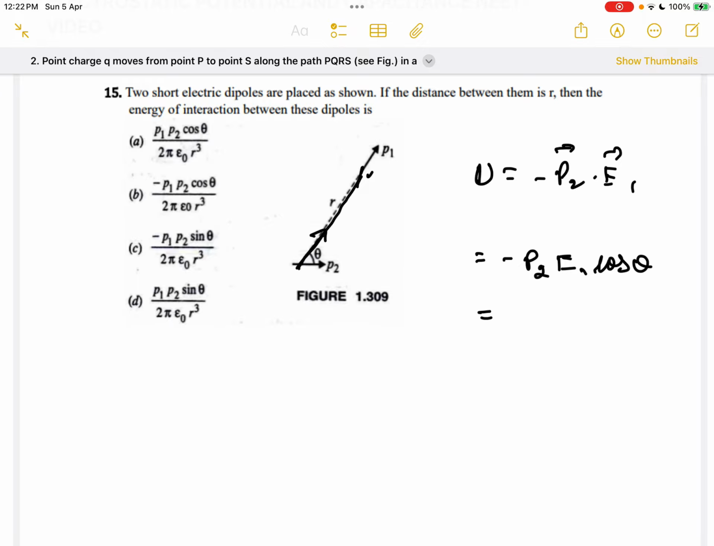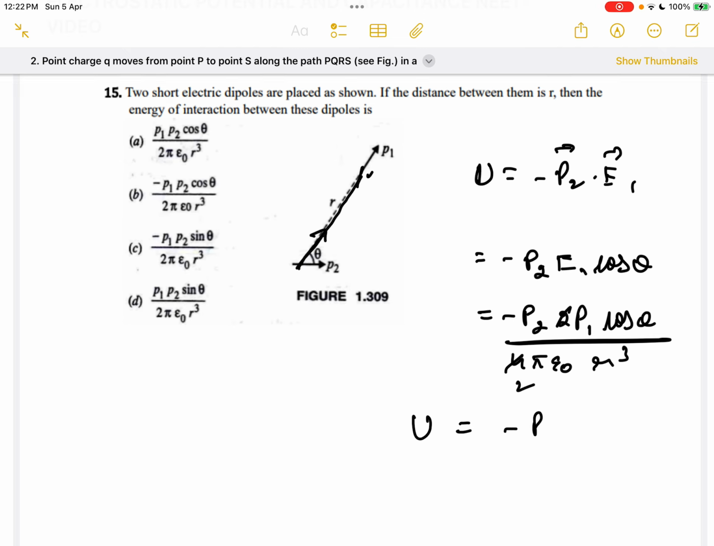But now let us write down what is E1. E1 is 2p1 cos theta divided by distance cubed. Of course, there is a 1 by 4 pi epsilon naught. You can write that 1 by 4 pi epsilon naught, and 2 into 1 by 4 is 1 by 2. So the energy of interaction would be minus P1 P2 cos theta divided by 2 pi epsilon naught r cubed. Right? That's what you are going to get. I think that matches with option B, minus P1 P2 cos theta divided by 2 pi epsilon naught r cubed. Matches with option B.